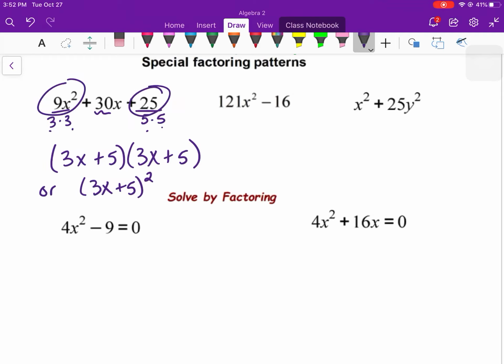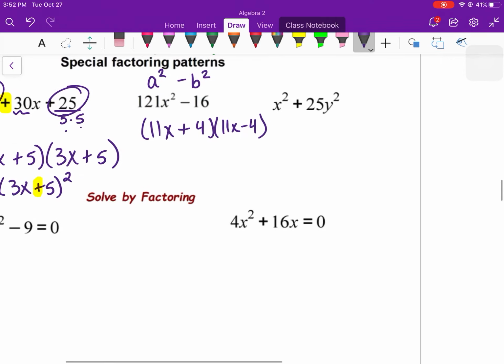So if you see perfect squares on the ends, I would try that pattern first to see if it works. If it is positive here, it is positive here. If it is negative there, then it is negative in the answer as well. This one is difference of perfect squares, a squared minus b squared. 121 is 11 times 11, and 16 is 4 times 4, and then it adds up to 0 in the middle, so 1 is positive and 1 is negative.